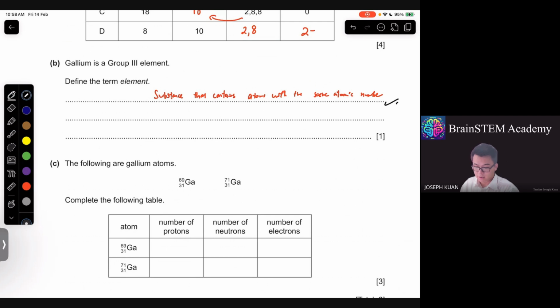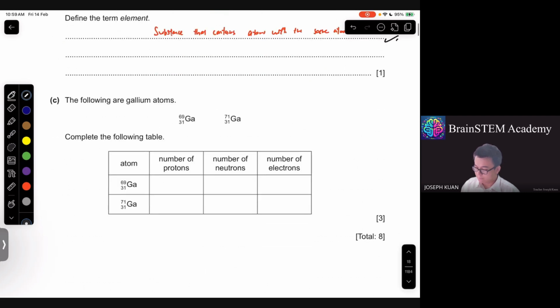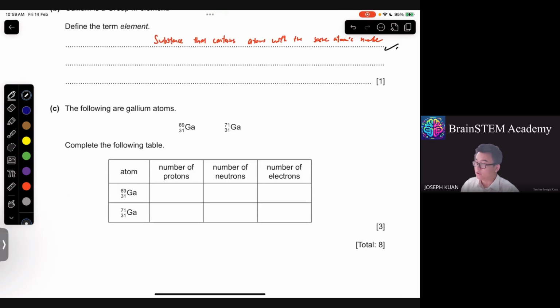Now, let's move on. The following are gallium atoms. Complete the following table. First of all, you notice that there are 2 numbers in the symbol of the chemical. The small number is the proton number, or atomic number, so 31, 31. The number of neutrons can be found by taking the nucleon number, the large number written here, minus the proton number. So 69 minus 31 gets you 38, whereas 71 minus 31 makes you 40.